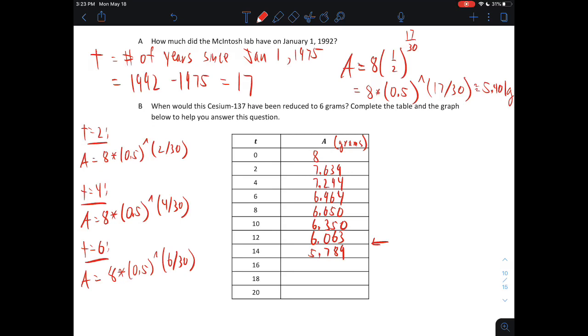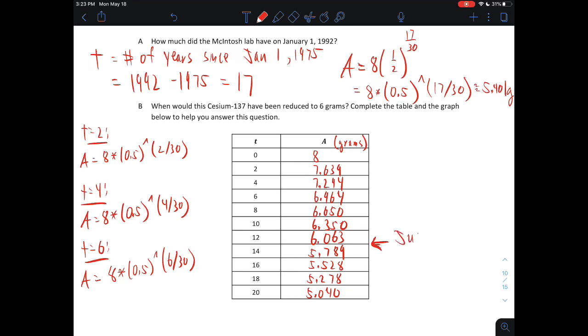So just finishing the table, t equal to 16, 5.528. T equal to 18, 5.278, and then finally t equal to 20, 5.040. I'll let you do all the work on your own just to check along with the answers that I have here. But it looks like after 12 years, that's when it's going to finally be reduced to 6 grams. You can see that 12 years later it's at 6.063, so maybe just a little bit after that.